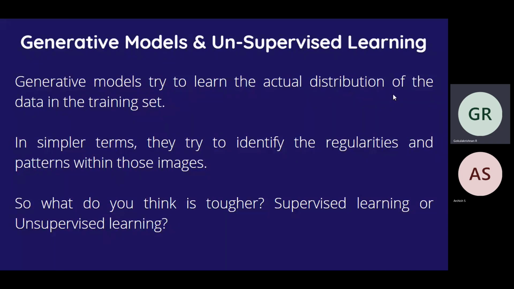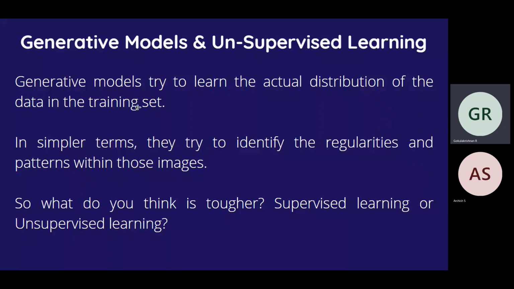In the discriminative models, we had a set of data, and then we had classes, and we tried to distribute all the data points into the respective classes. Now in unsupervised learning, we have a data distribution, and we are trying to find the actual data distribution itself. We're not trying to find any conditional probability, just directly trying to find the actual data distribution. Generative models try to learn the actual distribution of the data in the training set.